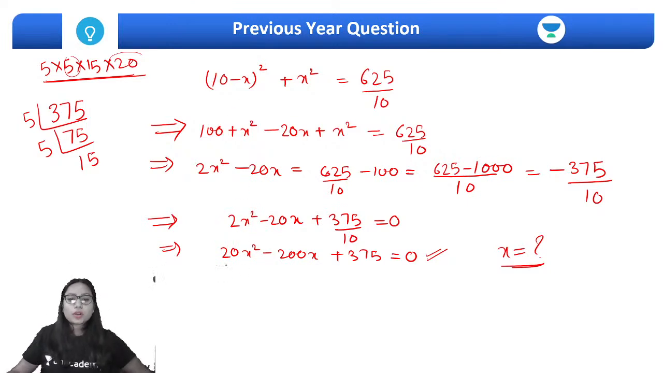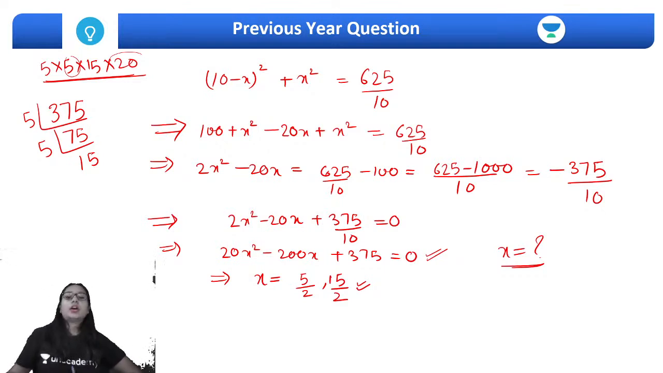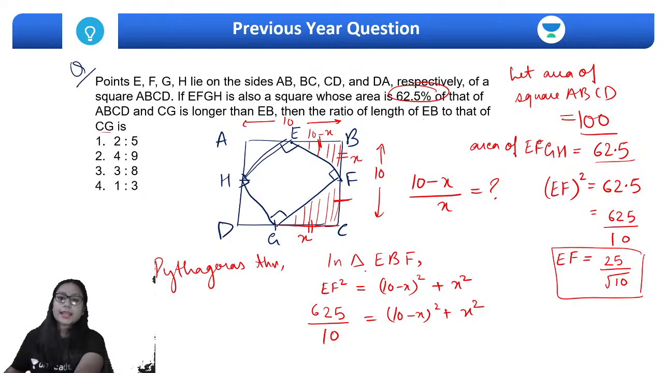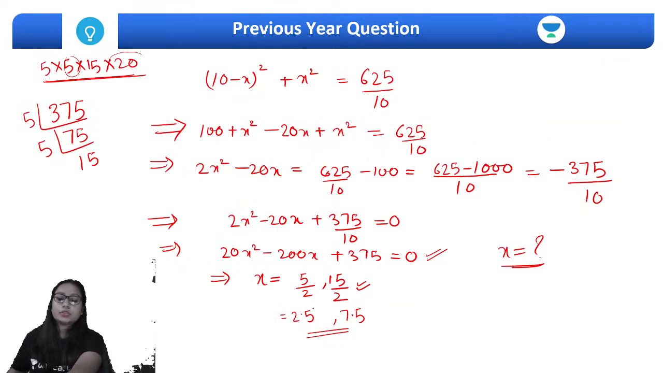Okay, so if I solve this equation, I will get two values of x, and the values of x are 5 by 2 and 15 by 2. So these are the two possible values of x. Now in this question we have to find that this is equal to 2.5 and this is equal to 7.5. Since we have to find 10 minus x upon x, if you take 2.5, we will get 10 minus x as 7.5 upon 2.5. So this will give me 75 by 25, which is 3:1.